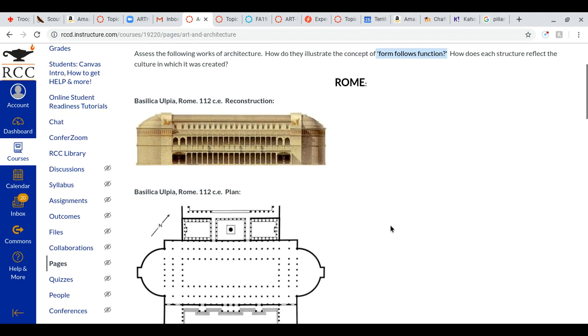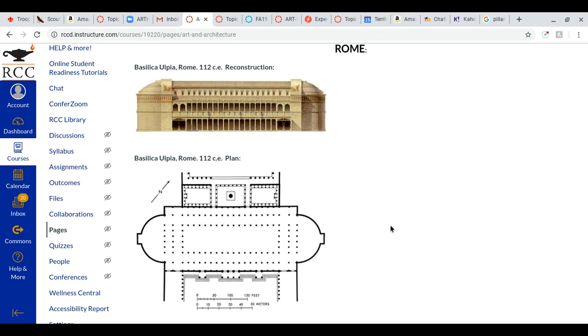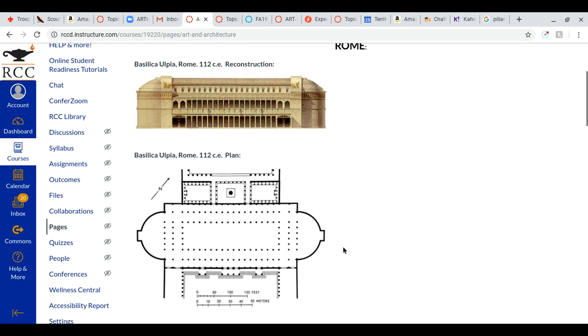So your first building is the Basilica Ulpia in Rome. So after an intro talking about how a building's form has to be dictated by its function, you would discuss first the Basilica Ulpia. What was this building used for? Where would you enter? What would go on there? And how does the shape of the building fit what they needed?